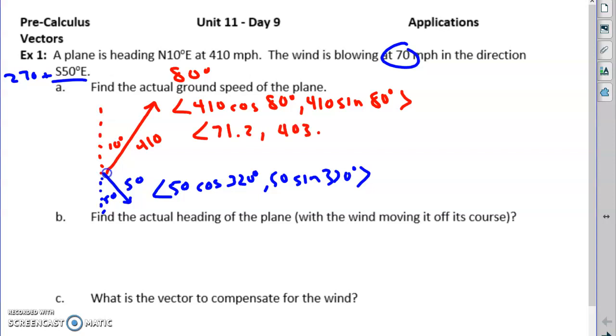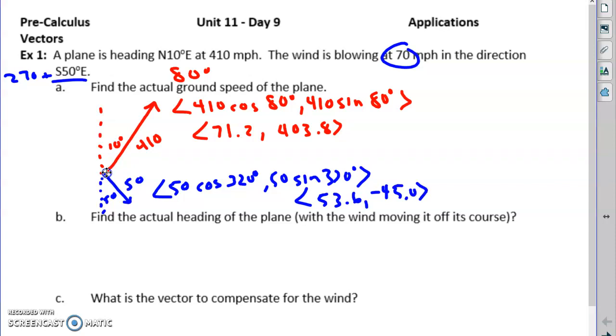Vector red, the plane in component form, 71.2, 403.8. Vector blue, the wind, fourth quadrant vector, better be a positive, negative, 53.6, comma, negative 45.0, which it is.